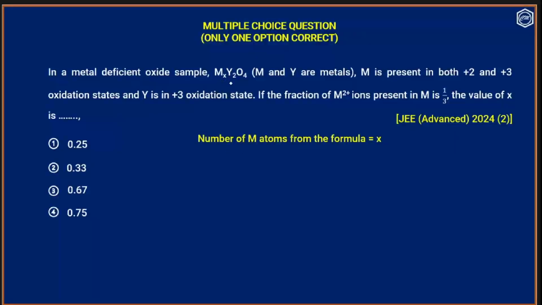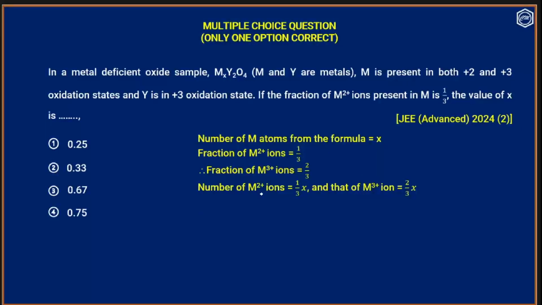So from the formula of the compound, the number of M atoms is equal to X. And from this, M is present as both +2 and +3. So the fraction of M2+ ions is 1/3. Therefore, the fraction of M3+ ion will be 2/3. Therefore, the number of M2+ ions will be 1/3 into X, where X is the total number of M. And that of M3+ is 2/3 into X.